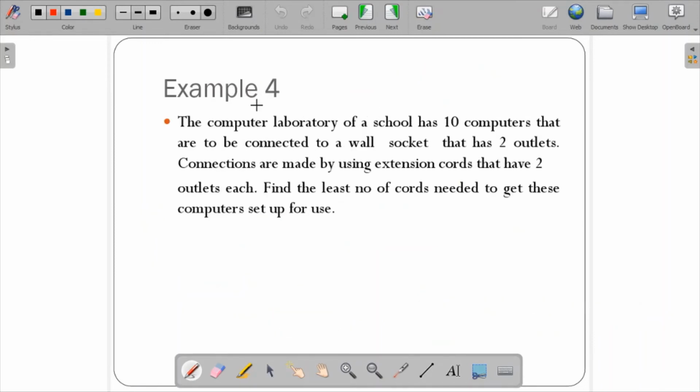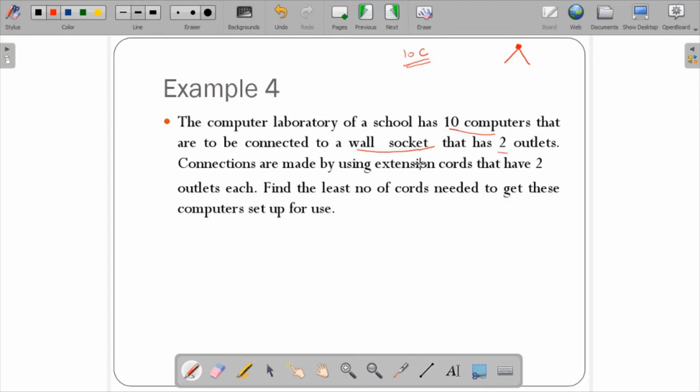Example 4 is nothing but, we have a computer laboratory of a school which has 10 computers that have to be connected to a wall socket that has 2 outlets. So for example, if you have a wall socket which has 2 outlets, and there are 10 computers.